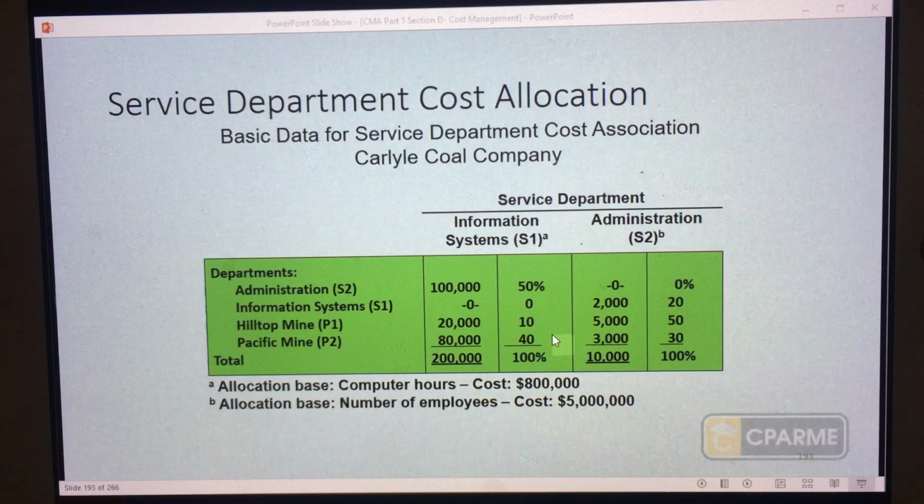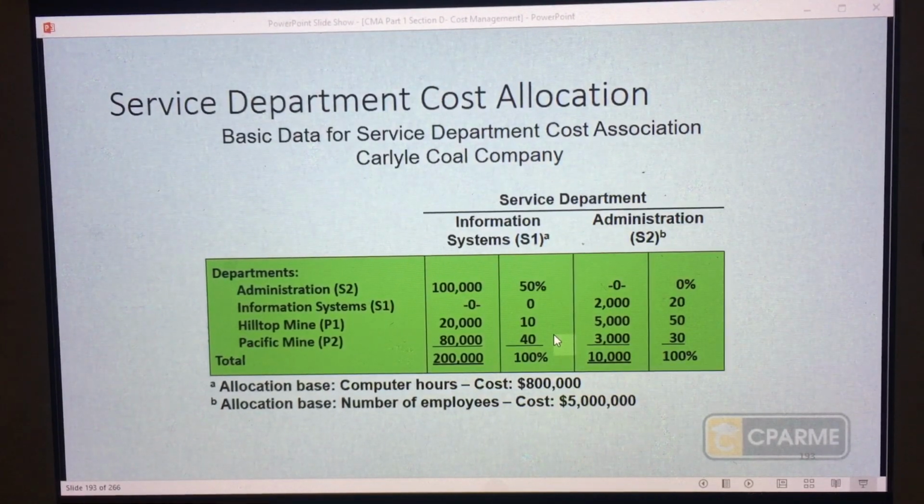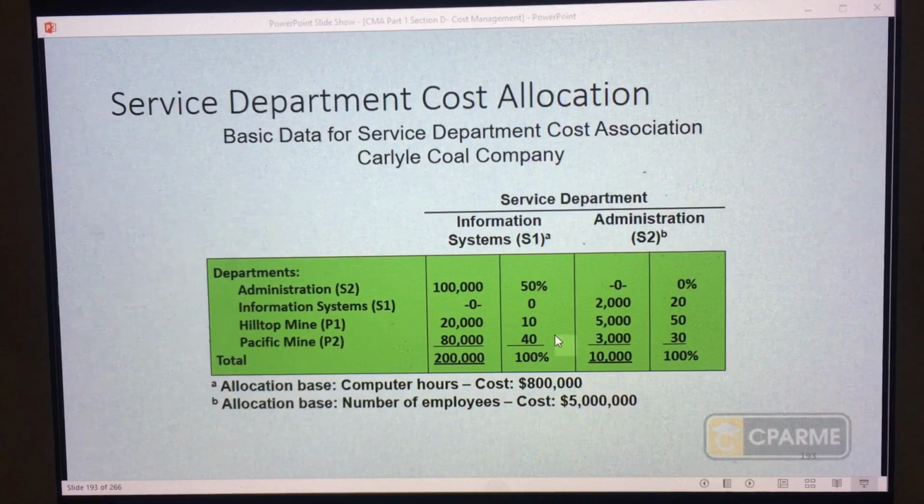So we would also have to allocate the cost of S2. The cost driver for the 5 million cost of S2 is the number of employees. If we look at the number of employees there, of the 10,000 employees in departments other than S2, 2,000 are in S1, 5,000, or half, are in P1, and the remaining 3,000 are in P2.